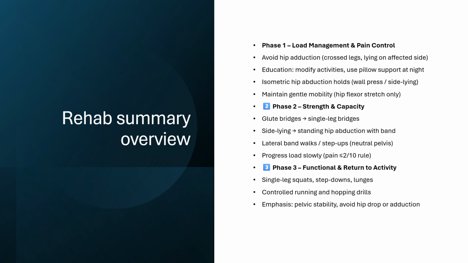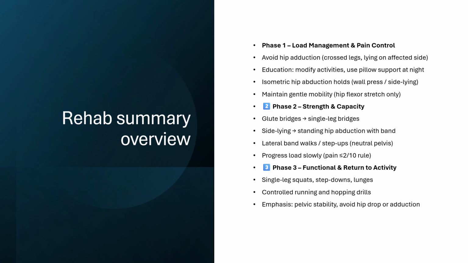Once the tendon is stronger and pain-free in daily activity, we move into functional rehab. So we include single leg squats, step downs, and split squats, ensuring they maintain good pelvic control and alignment. We can add hopping and running drills when strength and control are symmetrical. The focus should be on quality of movement, so no hip drops, no valgus knee, and no adduction under load.